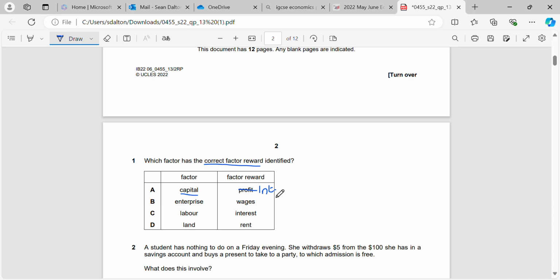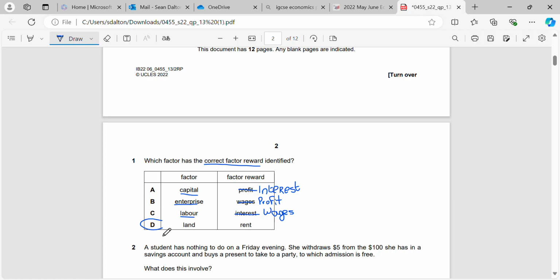Okay. If we own machinery, etc., we can rent that machinery out to other businesses and they will pay us interest for doing so. The reward that we get for enterprise is profit, not wages. Remember, the enterprise or the entrepreneur, essentially, they are the owner. So they are the ones who are collecting the profit. And the reward for labor is wages, not interest. If you're just a general employee working in a company, what's your reward for doing your job? It's getting paid your salary.